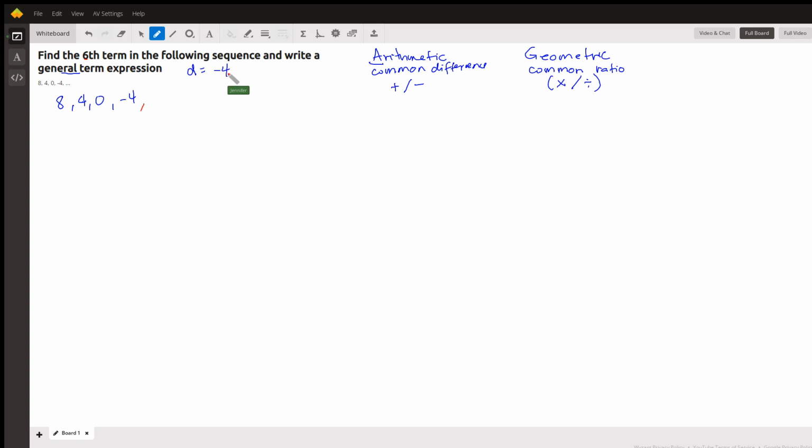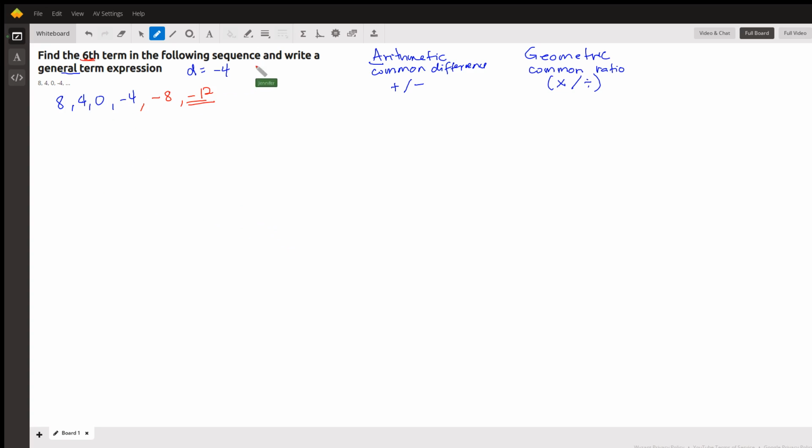So remember, you keep on subtracting 4. 8 minus 4 is 4. 4 minus 4 is 0. 0 minus 4 is -4. Therefore, the next one is -4 minus 4, which is -8. That's your fifth term. And then -8 minus 4 is -12. This must be the sixth term. Okay, that's doing it by hand.